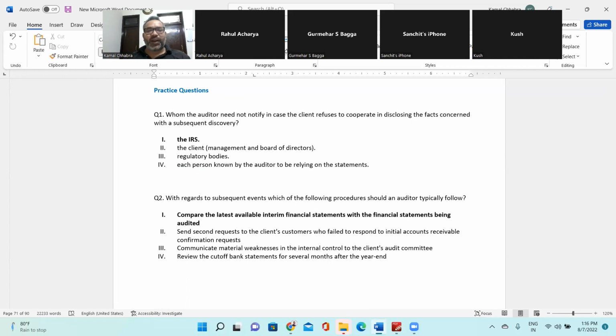So question number 1: who does the auditor need to notify in case the client refuses to cooperate in disclosing the fact concerned with the subsequently discovered information? To IRS, to client, regulatory body, each person known by the auditor to be relying on the statement.